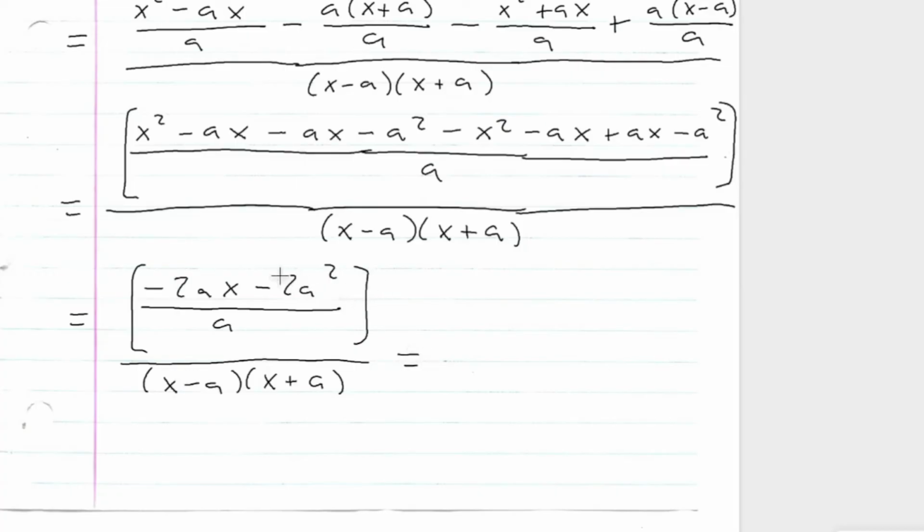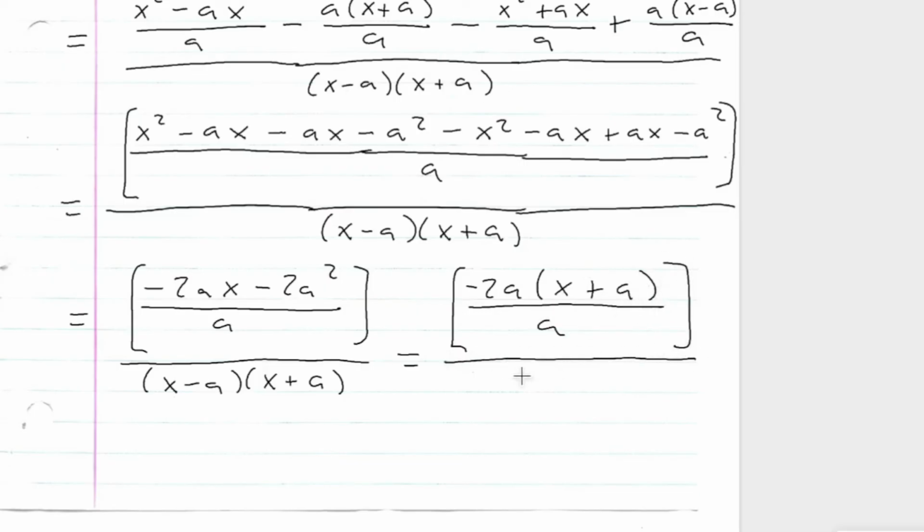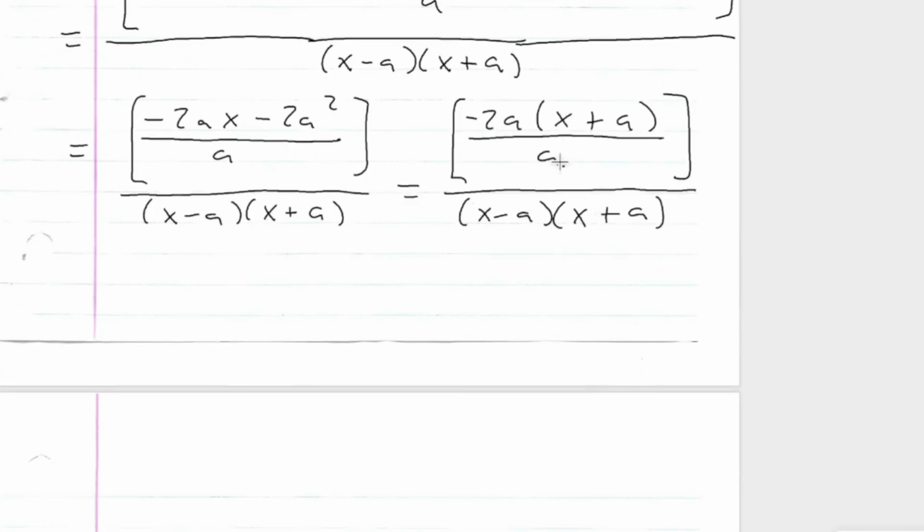Let's go ahead and factor out a negative 2, right? So in this it'll be negative 2 and an a, right? And then I would be left with x, and then I factor out a negative, so this would be plus a, all over a, and that's all over x minus a, x plus a. Okay, so now I have a factor of a in both the numerator and the denominator.